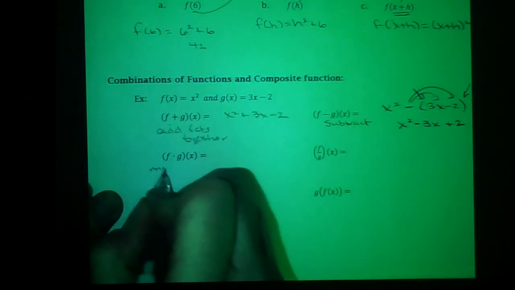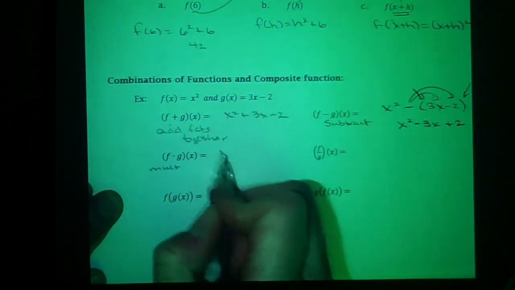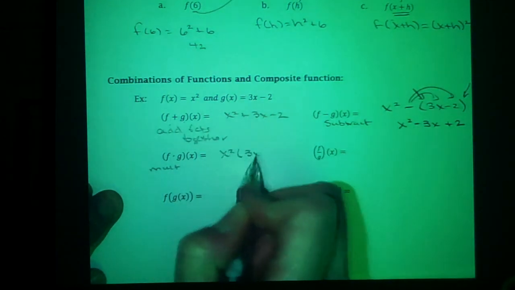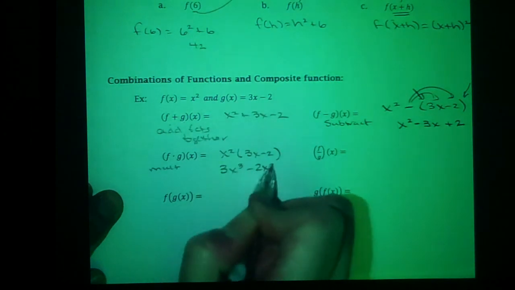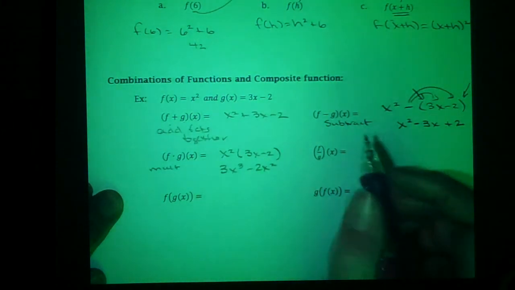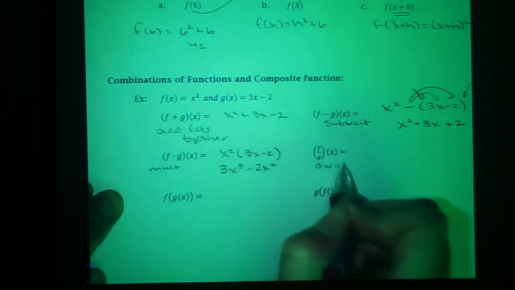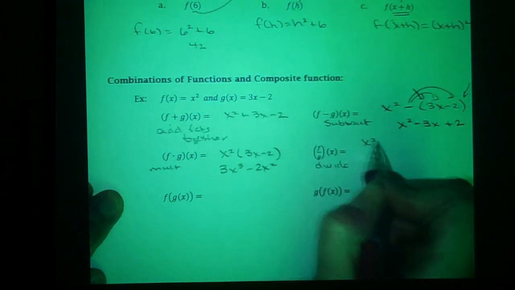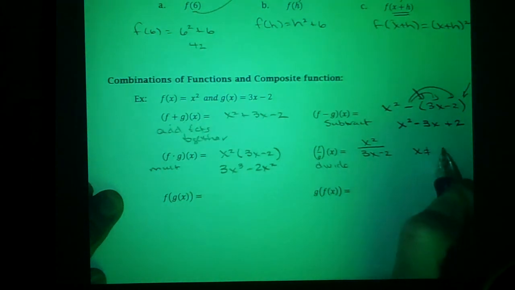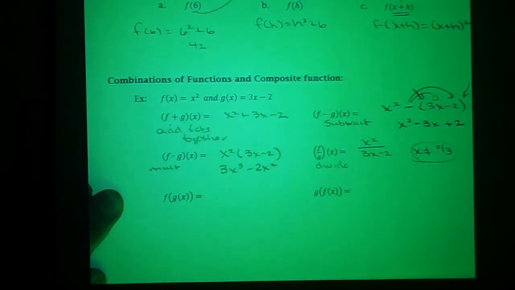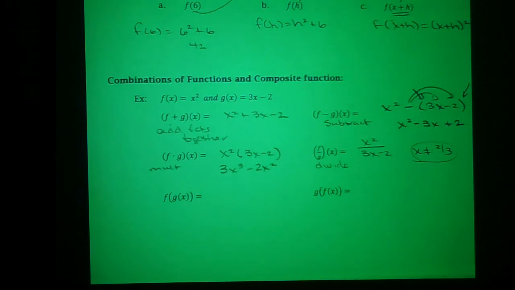This is multiply, so you would have x squared times 3x minus 2, or 3x cubed minus 2x squared. This is divide, so you're going to have x squared over 3x minus 2, and you want to make sure that you make the domain connection there, that's going to mean that x can't be 2/3. It could be for f and it could be for g, but not when you divide them.